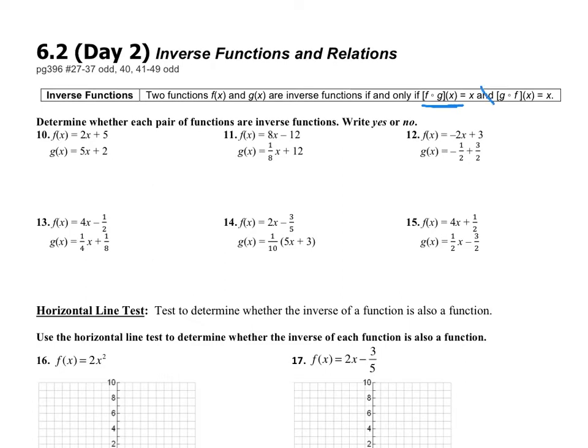And this word we should change to or. So you only have to do one of these. Either do f compose g or g compose f, and if you get x as your answer, then the two functions are inverses of each other.